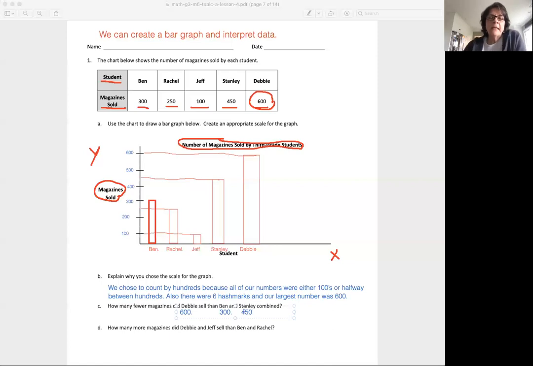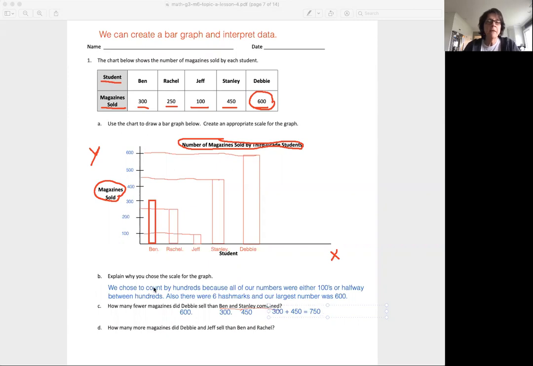So it wants Ben and Stanley's to be combined. So if I look at this, it says Ben and Stanley combined. How do I combine them? Combine means to put together, so it's part whole, so I would add them. So I'm going to write a number sentence to add Ben and Stanley's. So it'd be 300, which represents Ben, plus 450, which represents Stanley. And you can think about that. Can you do that mentally? That's right, it's 750 for Ben and Stanley.